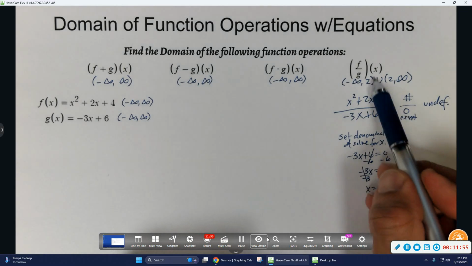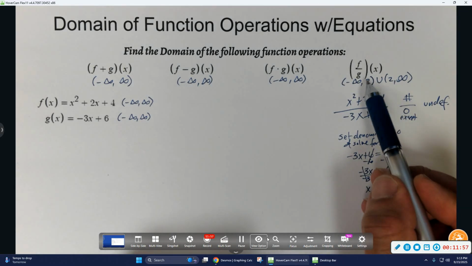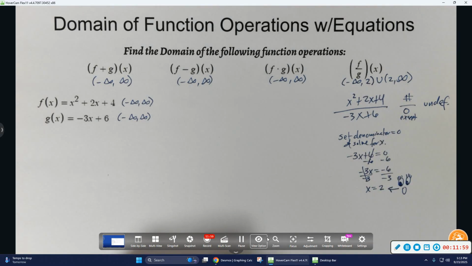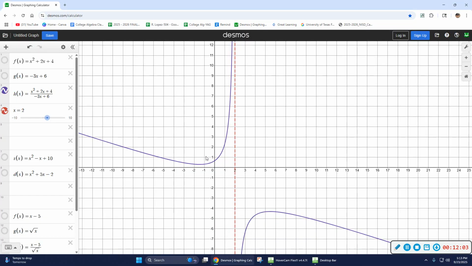There is a gap here at 2. Notice how I do not put the bracket because 2 does not actually exist in the value. It's going to be everything from negative infinity up to 2, not including 2. It's not part of the function. And then it's going to pick up again from 2 to positive infinity.